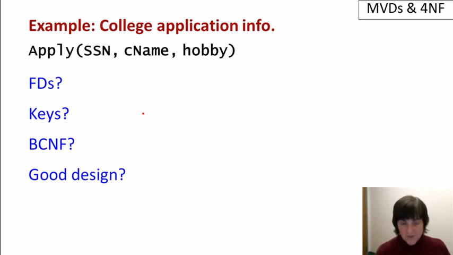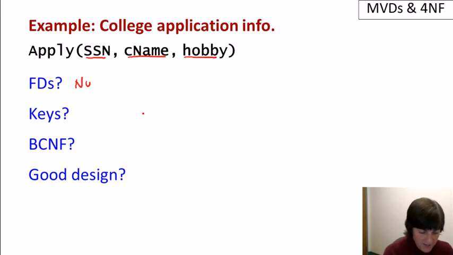We have information about students applying to colleges. The student is identified by the Social Security number. They may apply to several colleges, and in this video we're not going to have college states, just college names. We'll assume they're unique. And then the student may have hobbies. And they may apply, as I said, to several colleges and have several hobbies, but let's assume for now those are independent.